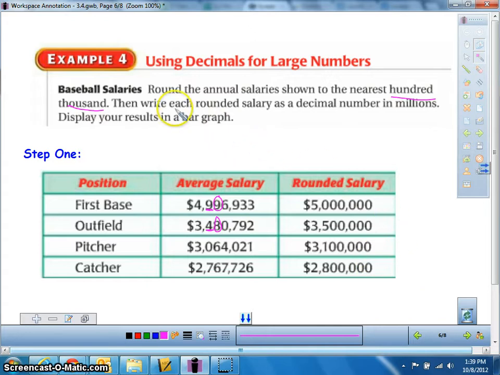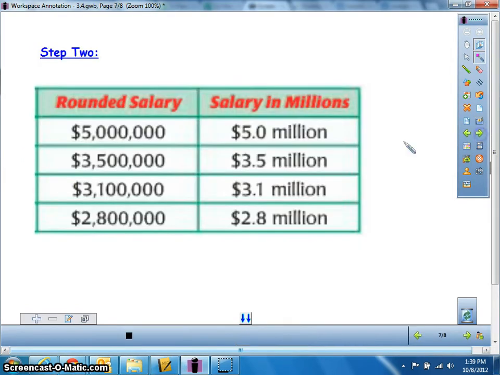So then our second step is to write each of the rounded salaries as a decimal number in millions. So if we look at them, this is the second step. Here's what we did after the first step. We got it to an even 100,000 on each of these. Now what we're doing is basically taking this comma here and making it a decimal point. 5 million becomes 5.0 million. 3,500,000, we make this our decimal, and it becomes 3.5 million.